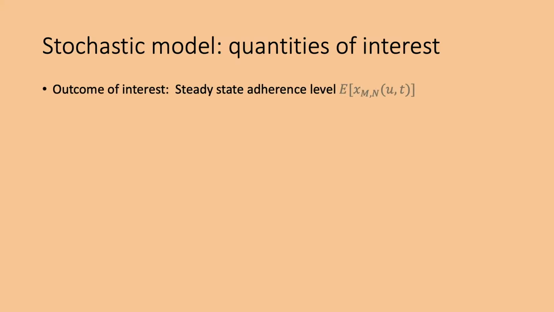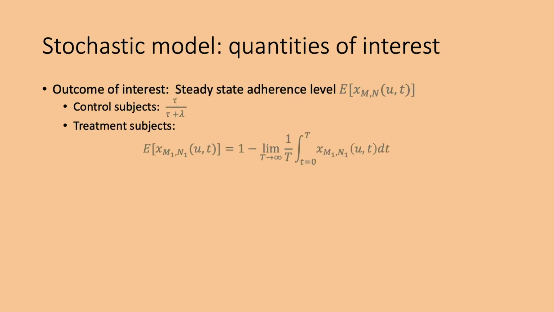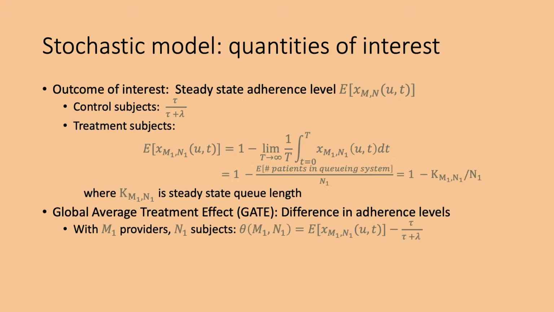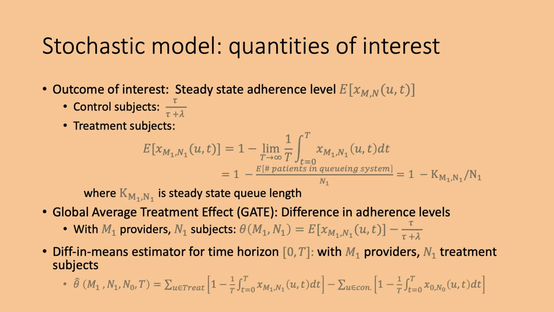And what we want to measure here, the thing that we're interested in, is the proportion of time that people spend in the good state. So this is the metric of interest. We call this the steady state adherence level, and then we do a bunch of math to quantify that. I'm not going to go too much into this. And then we consider a difference in means estimator that just compares the proportion of time that people spend in the good state in the treatment group minus the control group.